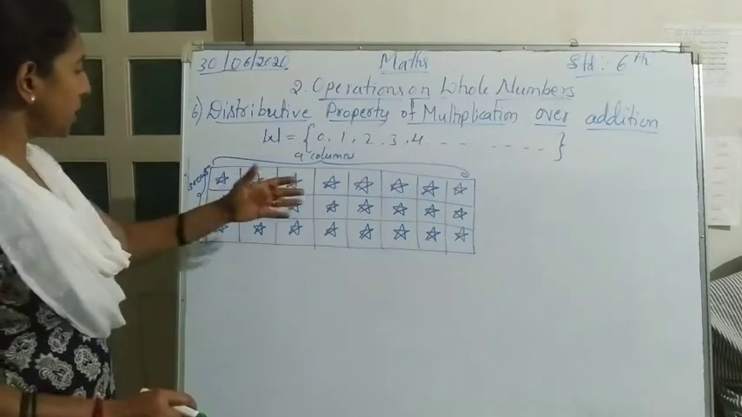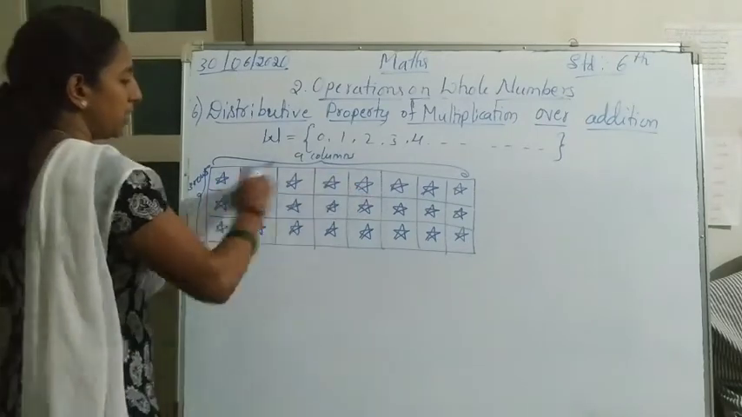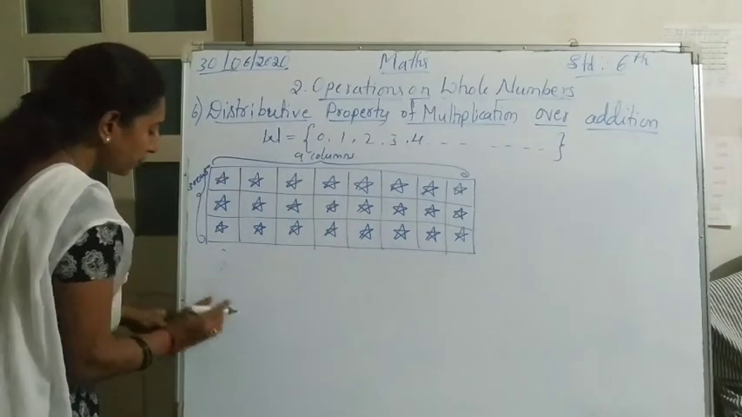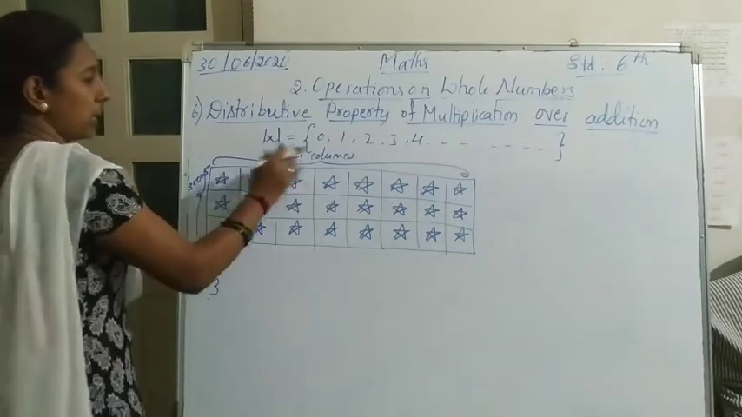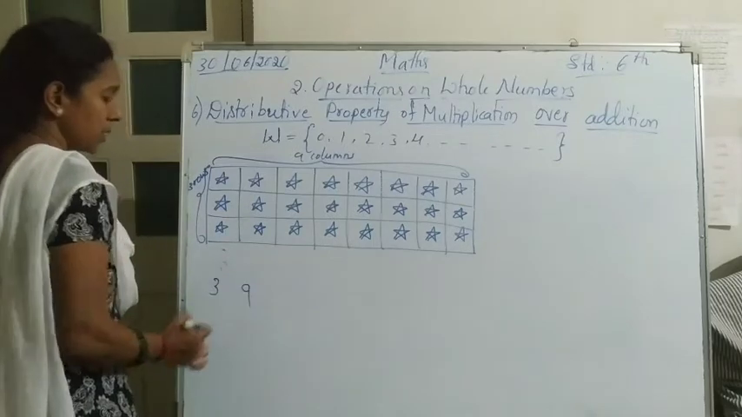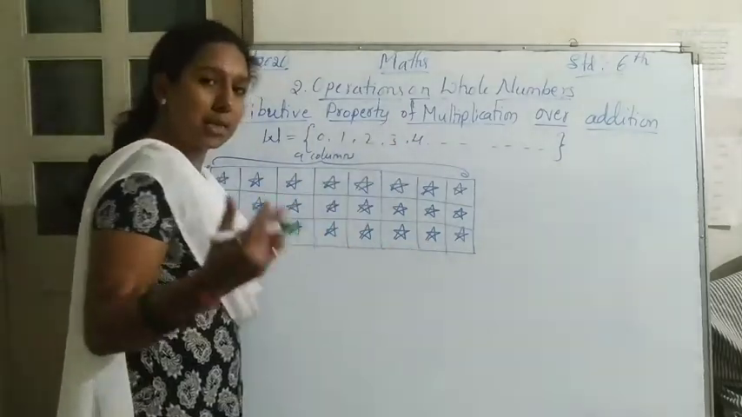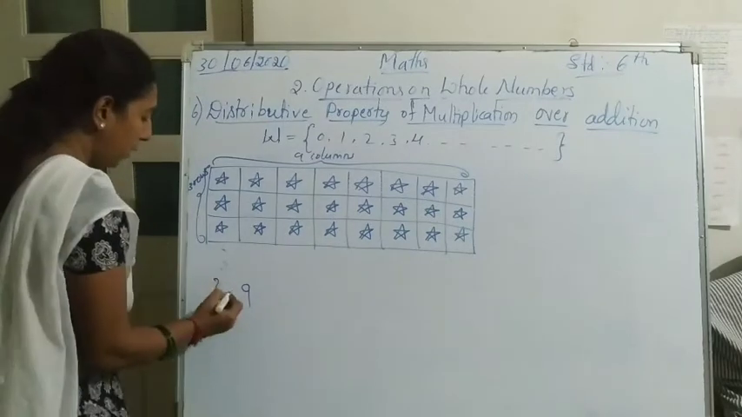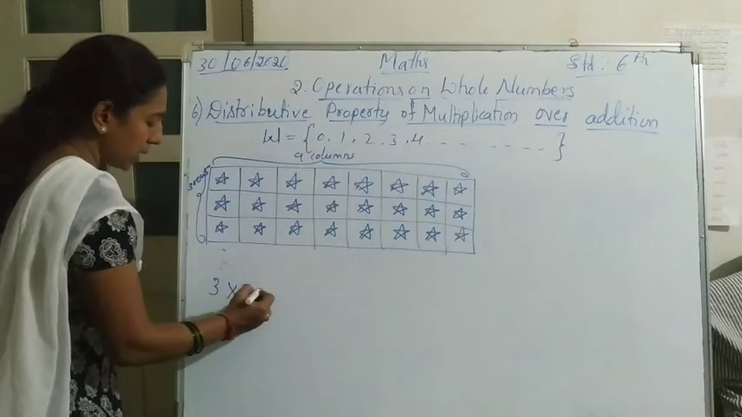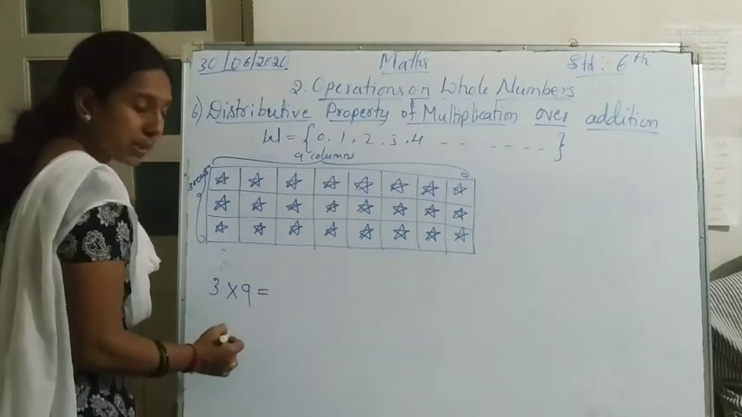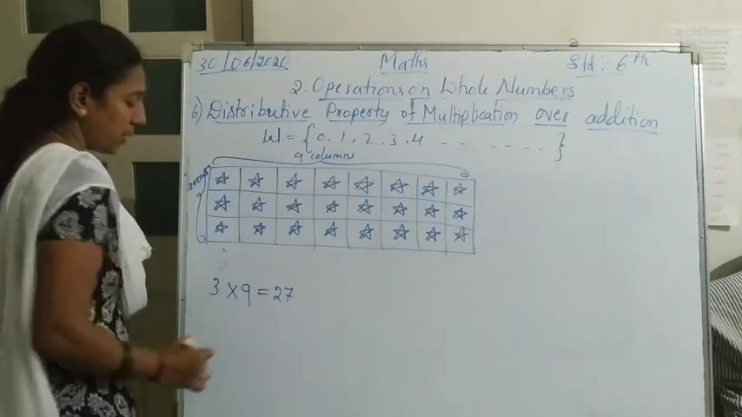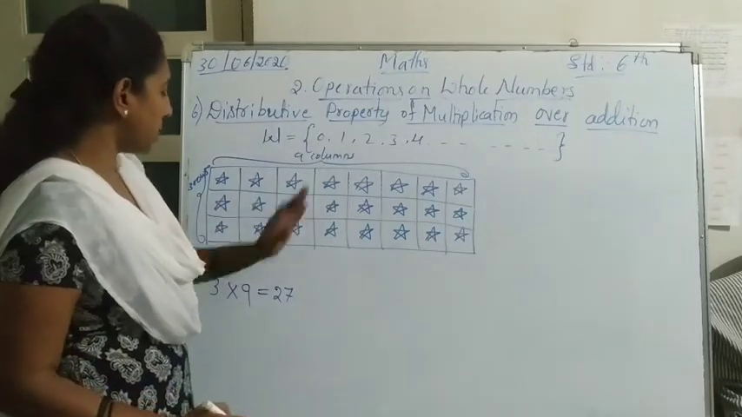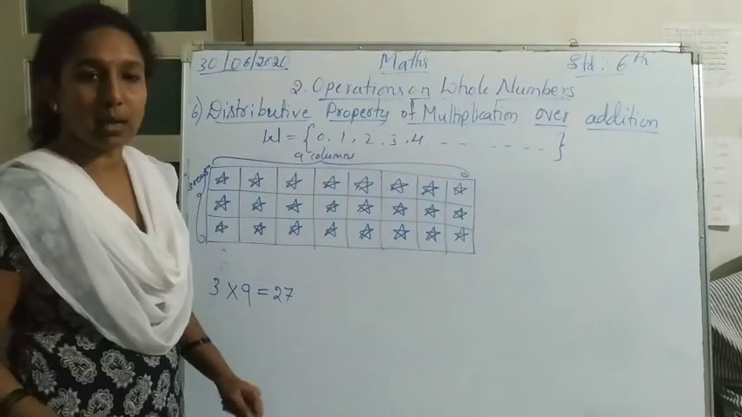So here, if you see, how many rows are there? 3 rows, correct? So there are 3 rows. How many columns are there? 9 columns. So here how many total stars are there? If I wanted to count, what will I do? I will multiply here. 3 nines are how much? Yes, 27. Correct? So 3 nines are 27, I will get. So this is the answer.